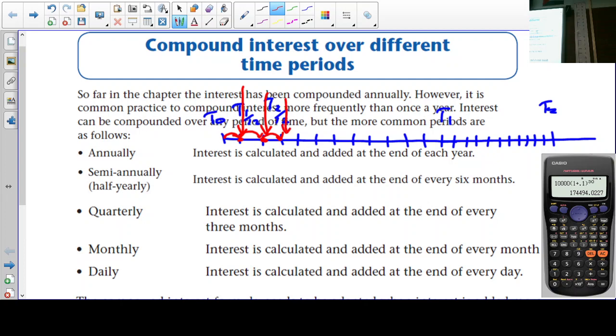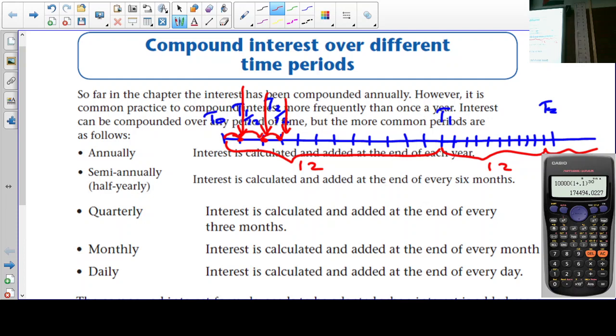So instead of compounding once a year, the 10,000 Rand would be compounding 12 times in a year. How many times will this compound in 3 years? 36. Correct? Because how many times is it compounding in 1 year? 12. And then 12, and then 12. So compounded monthly will give you 36 compoundings in 3 years. You understand?